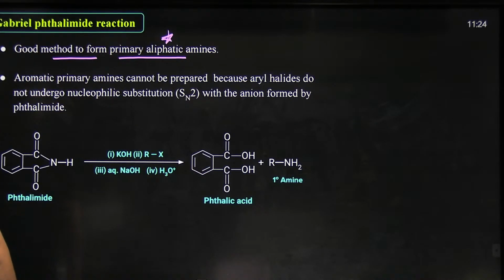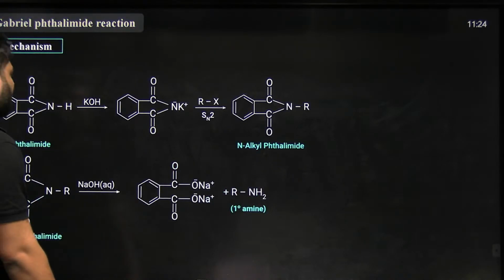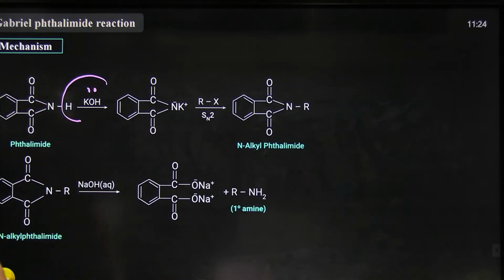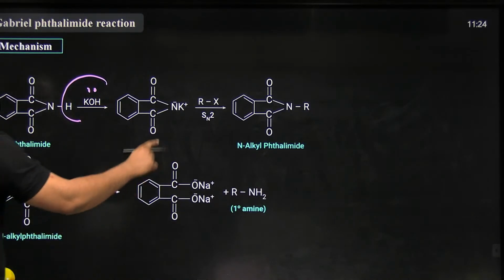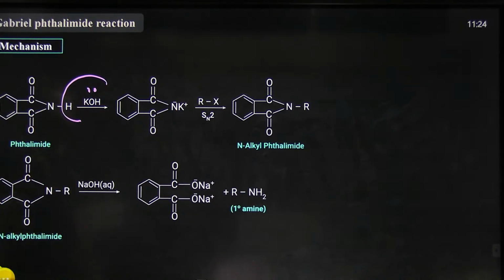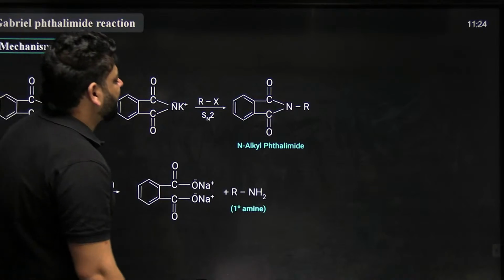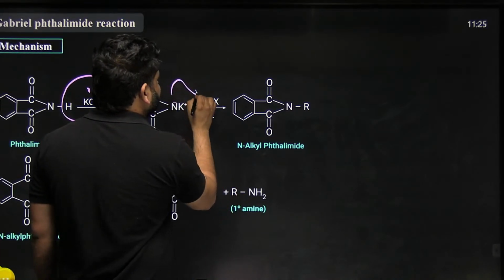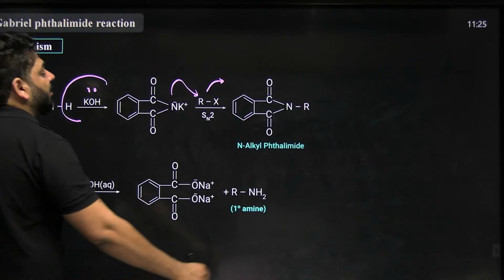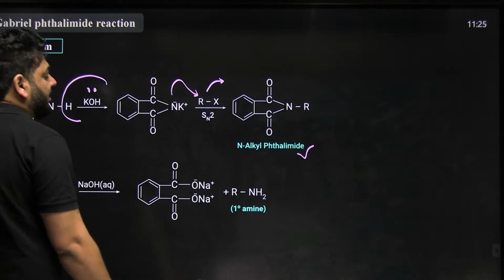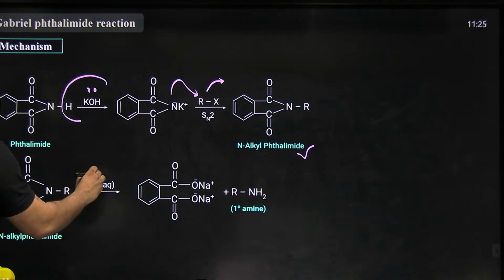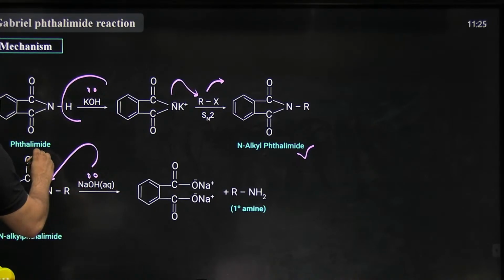So what happens? Directly coming here, this is a base, it abstracts this hydrogen, and it is forming a salt over here. This is potassium phthalimide. Then we have an SN2 reaction where X minus is eliminated out, and it becomes N-alkyl phthalimide. This N-alkyl phthalimide then reacts with a base. You all remember SN2 reaction?